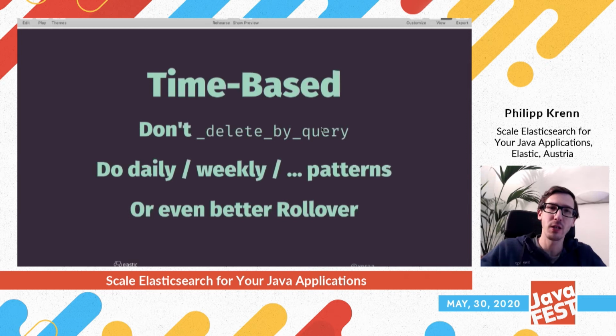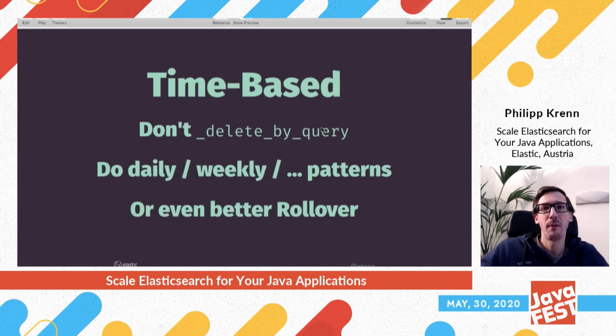Because what is very expensive would be, for example, running a delete by query where you remove individual documents, where you say anything older than this date has to be removed. That is a very expensive operation in Lucene. So you don't want to do that.